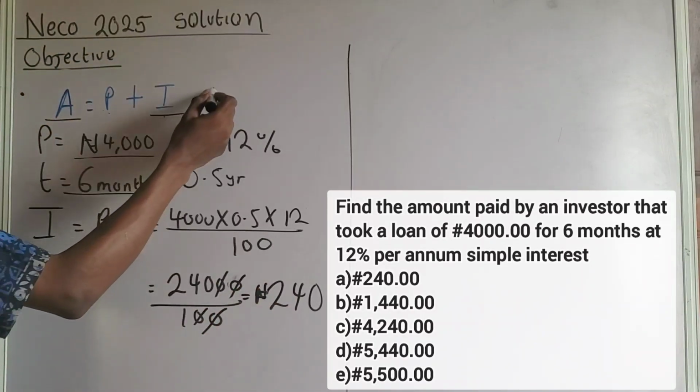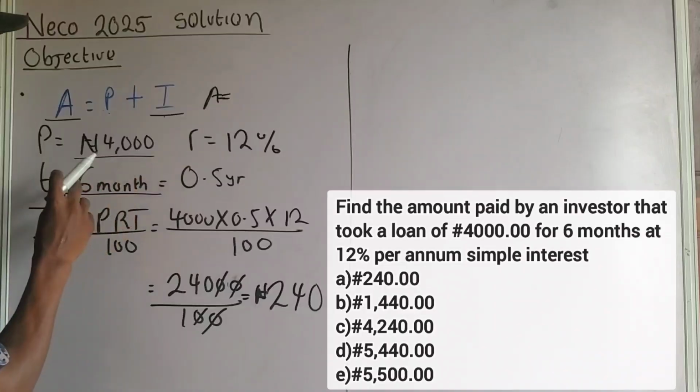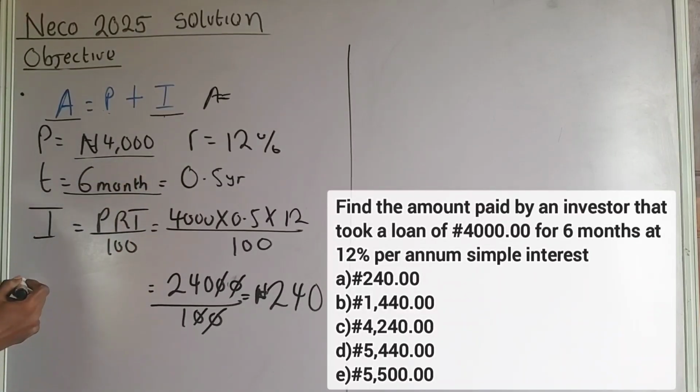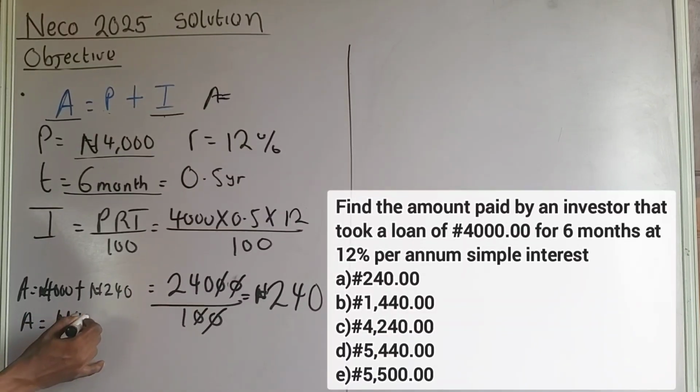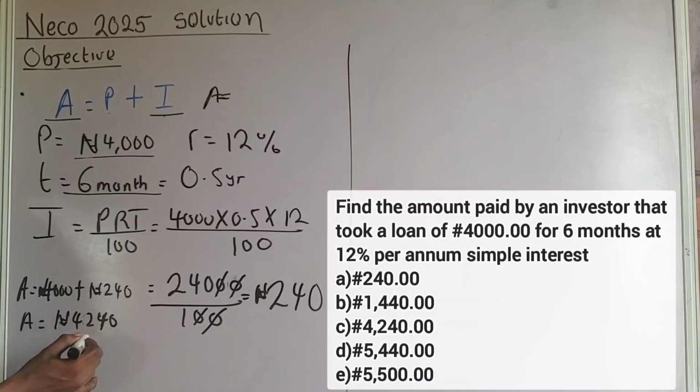So amount equals principal plus interest. Principal is what? 4,000 naira plus the interest. The interest is what? 240 naira. So the amount equals 4,000 naira plus 240 naira, that is 4,240 naira. That is the amount.